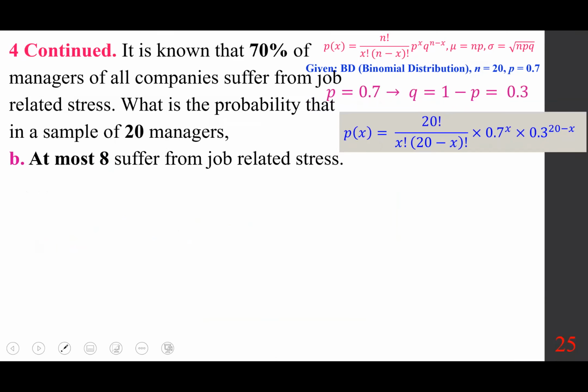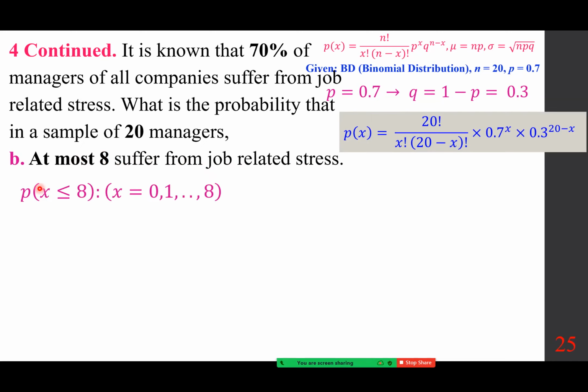We are looking at the same question, and part B says at most 8 suffer from job-related stress. At most 8 means the probability of X less than or equal to 8. That means X can be 0, 1, 2, all the way to 8. That's the meaning of at most 8. So take a look at at most 8 and what it means in math.